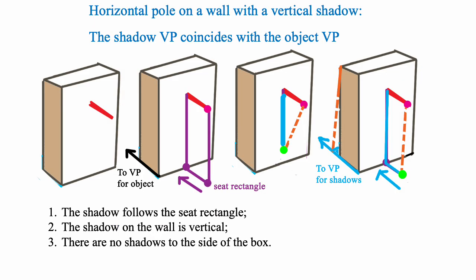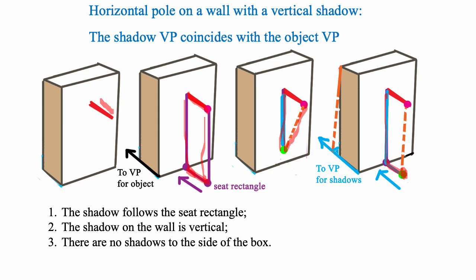Let's find the shadow of this horizontal pole on a wall. We set up the seat rectangle so that this part is either parallel to or converging with the pole, and the shadow lies on the seat rectangle. Its end depends on where light hits it. So if the light hits it here, then the shadow is vertical on the wall. If the light hits it down here, then we have a horizontal component before we get to the vertical component.